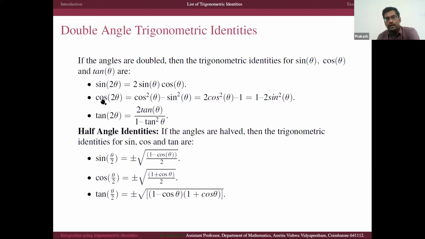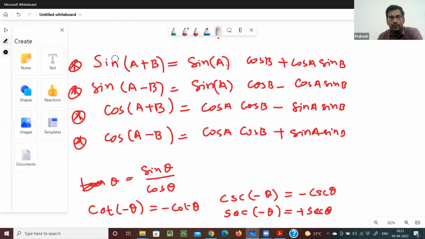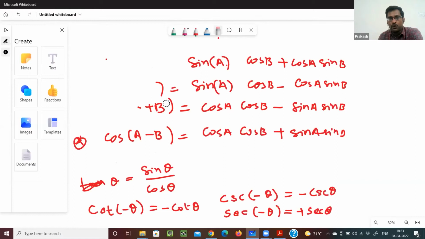But cos 2 theta is nothing but cos square theta minus sine square theta. We know what cos square theta is, so we can write this form also, or otherwise we can write in this form. But mainly we need to know this formula. From this, we can rewrite these terms as 2 cos square theta minus 1 or 1 minus 2 sine square theta, because we know cos square theta plus sine square theta equal to 1. Maybe I can explain via whiteboard. These identities are very important in the evaluation of integrals, so we can use them later.